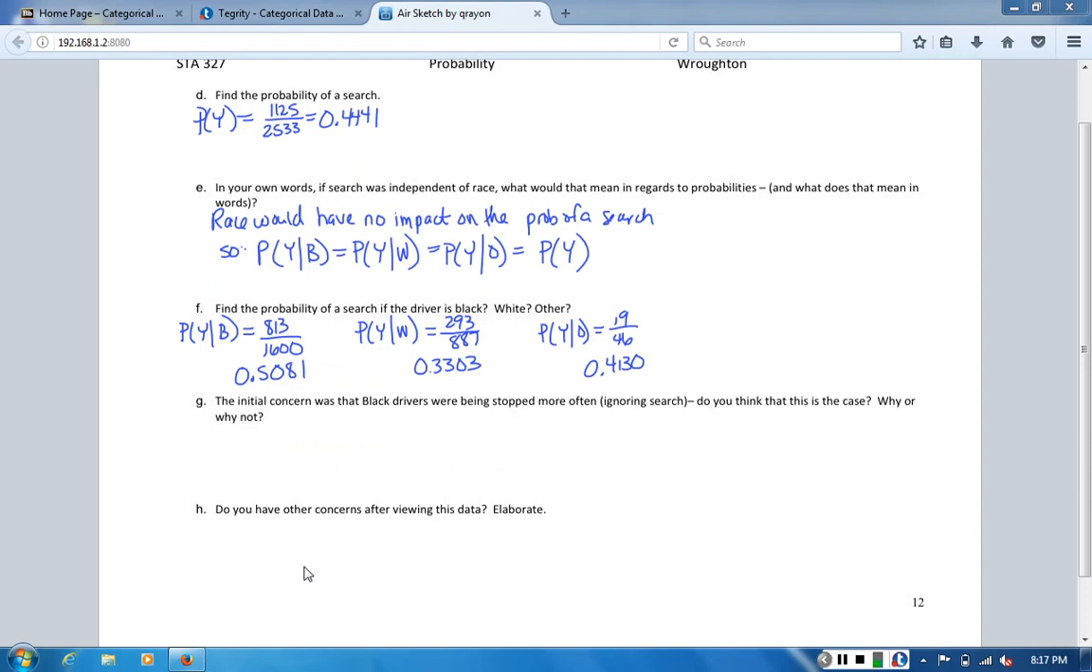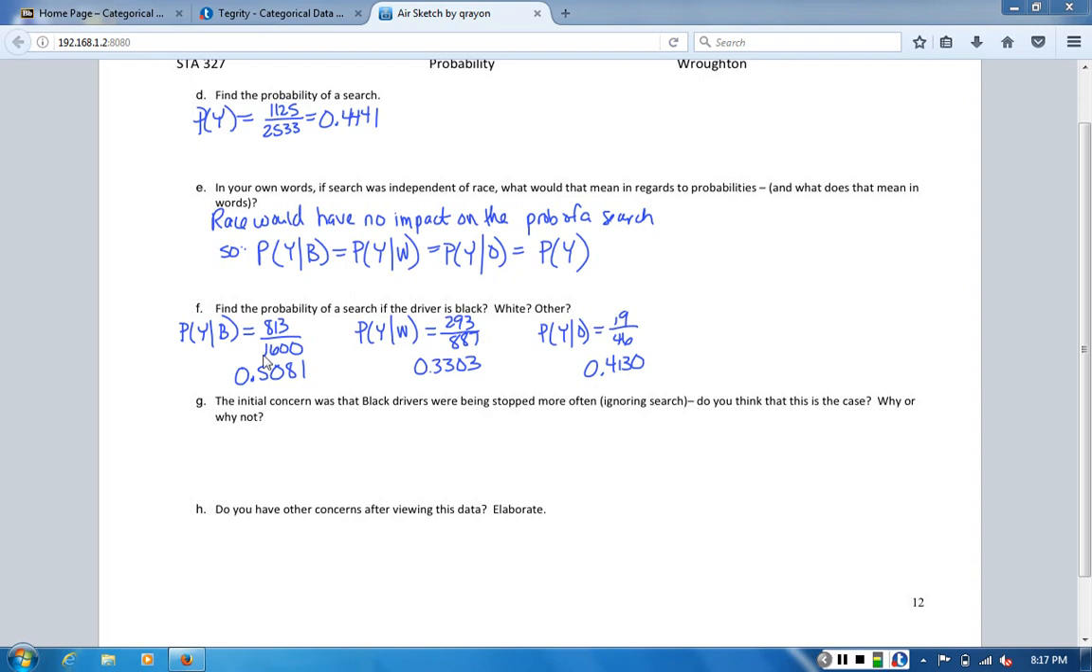It's nice to first think about what independence means in words. If search was independent of race, that would mean that your race would have no impact on the probability of search. So your race was not influencing being searched or not. What that would mean is the probability of being searched if you're black would be the same as the probability of being searched if you're white, the same as the probability of being searched if you were of other ethnicity, which would just be your overall probability of being searched. That's what independent would mean here.